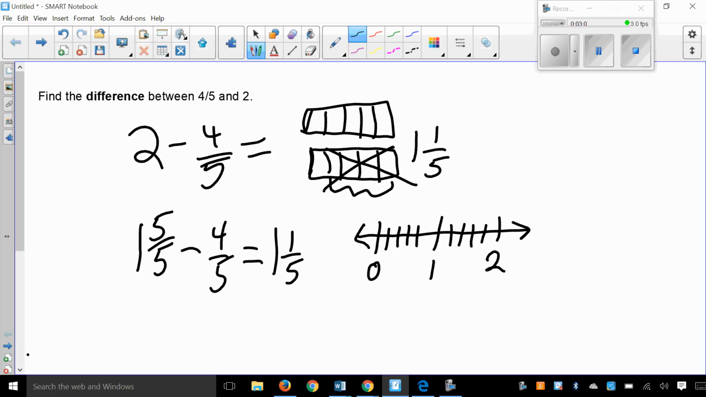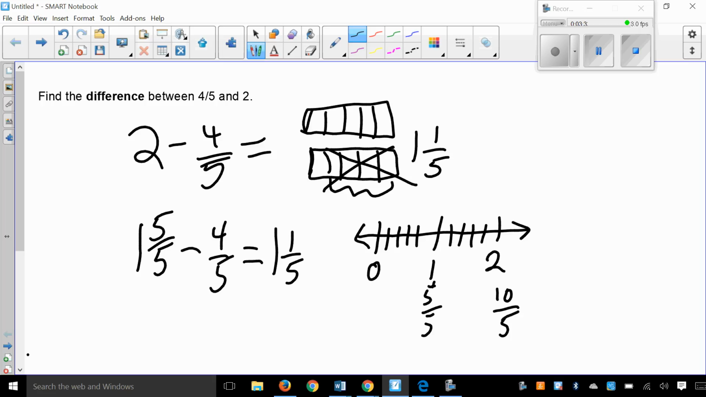So now I show 1/5, 2/5, 3/5, 4/5. My one whole is the same as 5/5. This would be 1 and 1/5, 1 and 2/5, 1 and 3/5, 1 and 4/5, and 2 wholes, which is the same as 10/5.